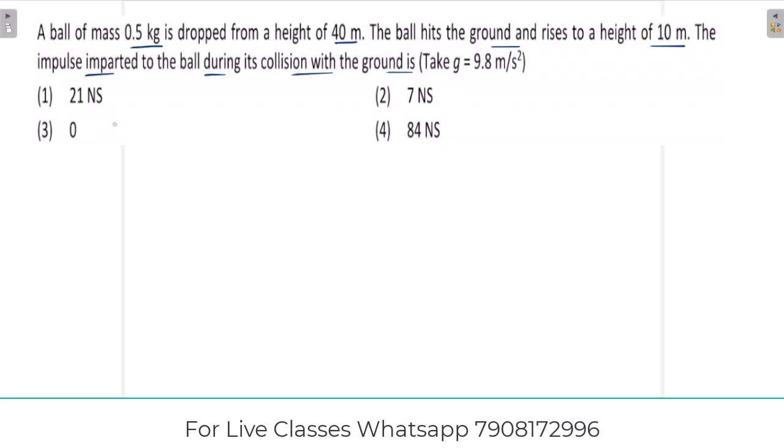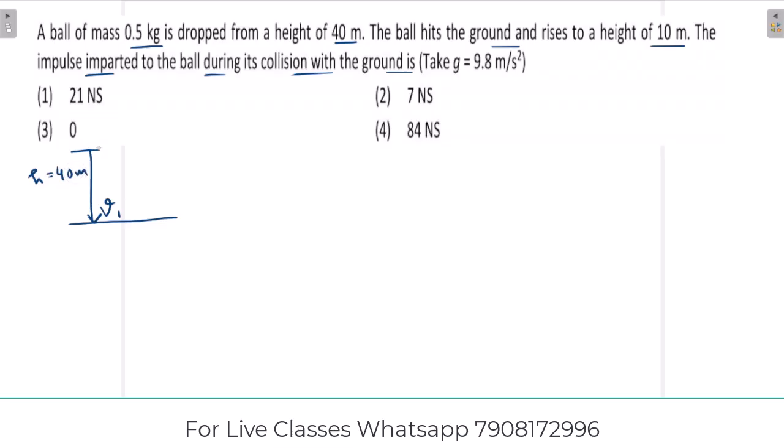Now to know this, we know the impulse is change in momentum. So we have to first calculate the velocity before the collision and velocity after the collision. So the ball is dropped from a height 40 meter, and assume it hits the ground with a speed v1, and the height h is equal to 40 meter.